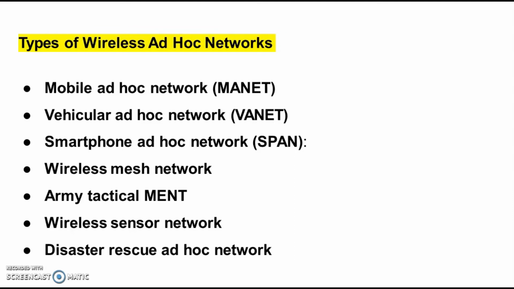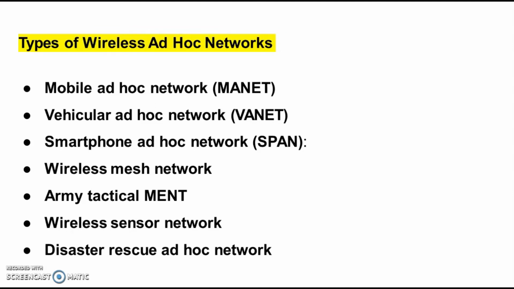Then the next one is the wireless sensor network. Here we use sensors, for example, to note the temperature or pressure or anything. By using those sensors, we form an ad hoc network. That kind of network is called a wireless sensor network.